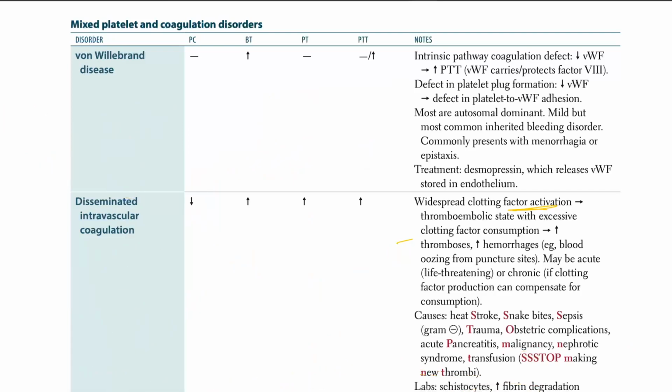So now look at the labs. The labs will show us all the things I talked about. So you have consumed all the platelets, so you have low platelets. Bleeding time is increased because of low platelets. You have PT increased because you have consumed factors. You have increased PT because you consumed platelets.